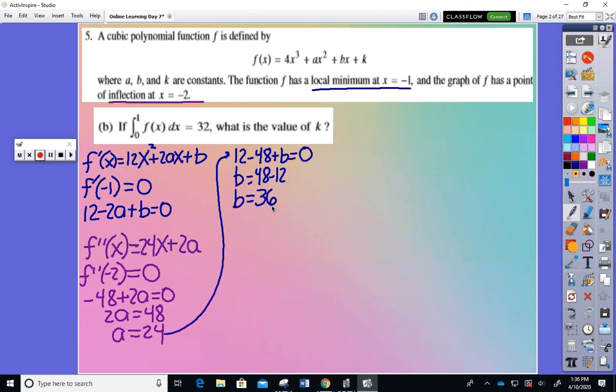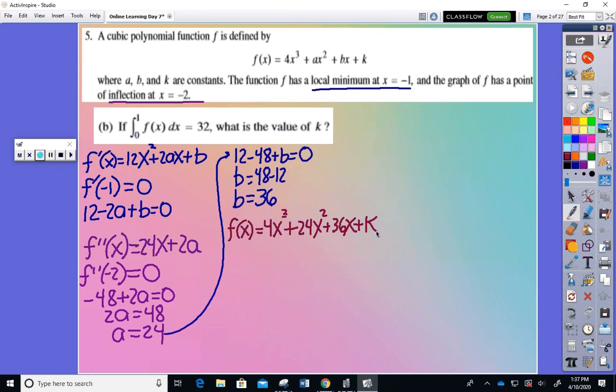Now what I want to do is write the equation for f of x more fully. So f of x is going to be 4x cubed plus ax squared plus bx plus k. That's exactly not what I told you I was going to do. Let me fix that. I recopied what I had instead of putting in the new stuff I know. So it's 4x cubed. Ax squared will be 24x squared. Bx is 36x plus k.